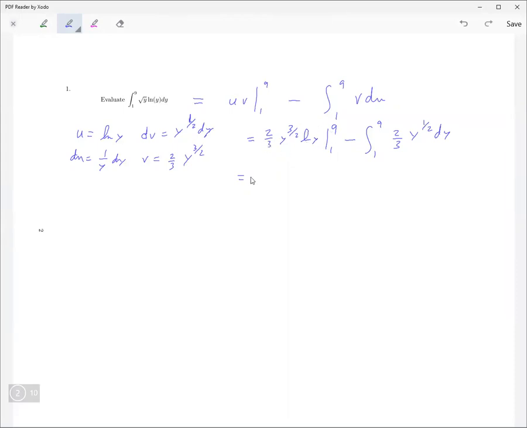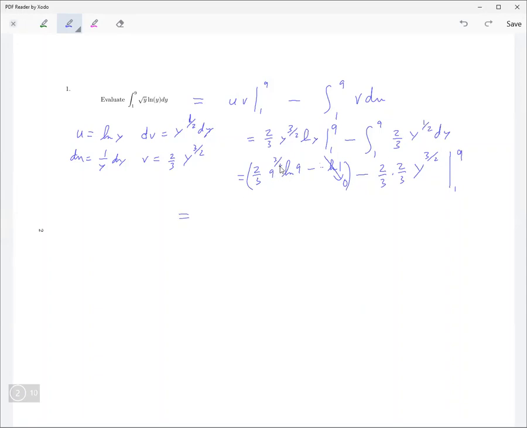Let's go ahead and evaluate this. You put a 9 in, that's 9 to the 3/2 log 9 minus something times log 1, and log 1 is 0, so that part is going to be 0. Minus, and then here integrate this. This means you raise that 1/2 by 1. 1/2 plus 1 is 3/2. You have a 2/3 there. You're going to have another 2/3 because when this 3/2 comes down, something needs to counter it so that you end up with just that.